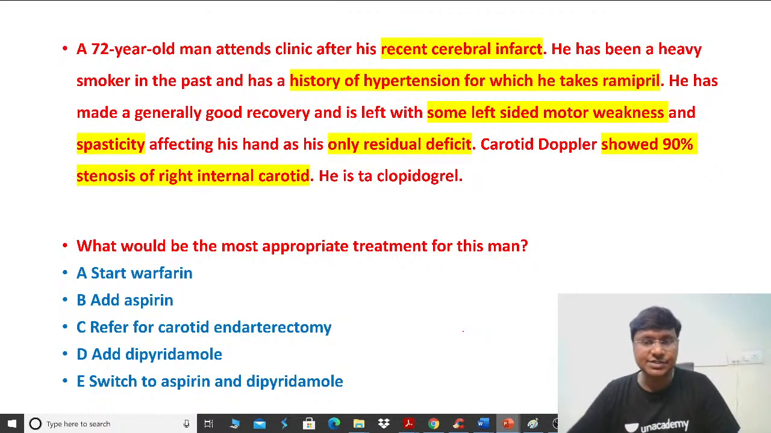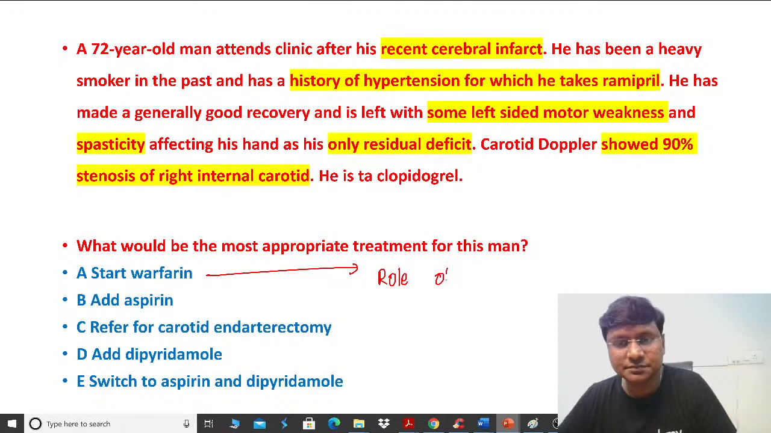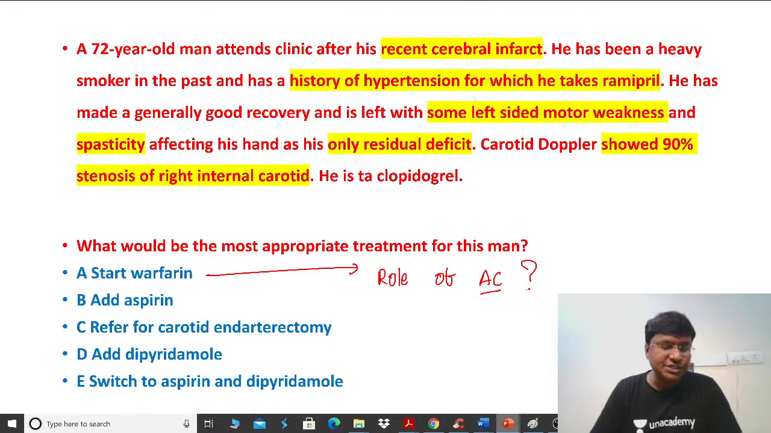Now, after the initial treatment, either by thrombolysis or by your endarterectomy, the next important thing is you need to give antiplatelets, right? So tell me, is there any role of anticoagulants in ischemic stroke? Yes, please tell me a quick answer. Is there any role of anticoagulants in ischemic stroke?